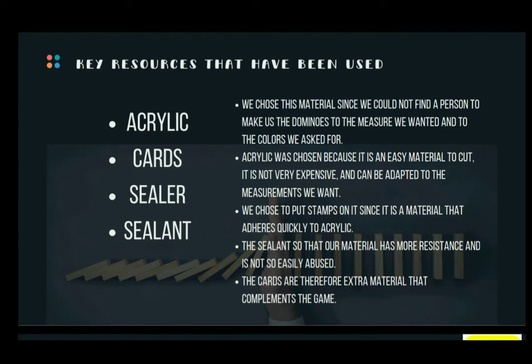We chose this material since we couldn't find a person to make us the domino with the signs we wanted and the colors we asked for. Acrylic was chosen because it is an easy material to cut, it is not very expensive, and it can be adapted to the measurements we want. We chose to put the stamps on it as it's a material that quickly adheres to acrylic. The sealant is so that our material has more resistance and isn't so easily damaged. Therefore, the cards are an extra material that complements the game.